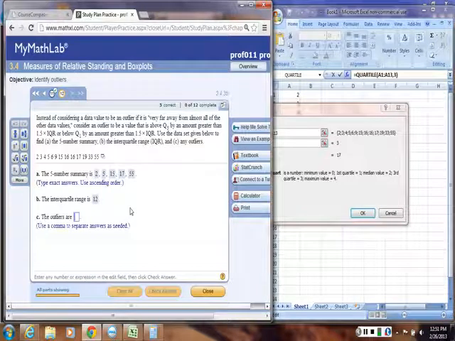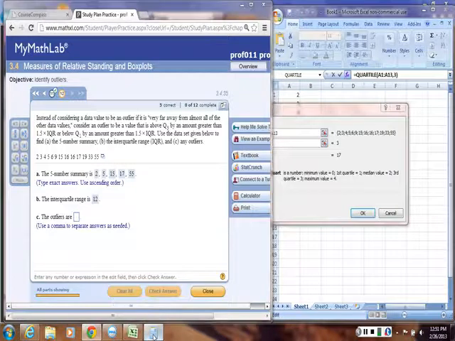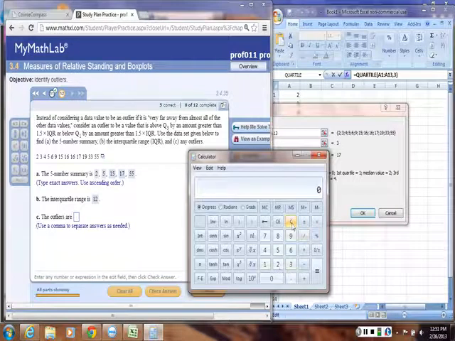Now, outliers. How do we figure out the outliers? Well, they tell us, they said, consider an outlier to be a value that is above Q3 by an amount greater than 1.5 times the interquartile range, which we just figured out as 12. So, all right, let's bring up the calculator. Well, let's clear it out. We want to do 1.5 times our interquartile range of 12. That's equal to 18. Okay, so 1.5 times the interquartile range is 18.